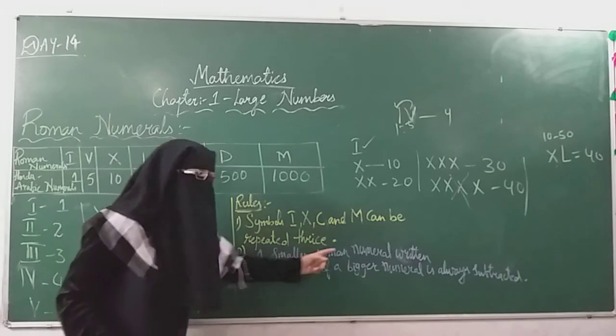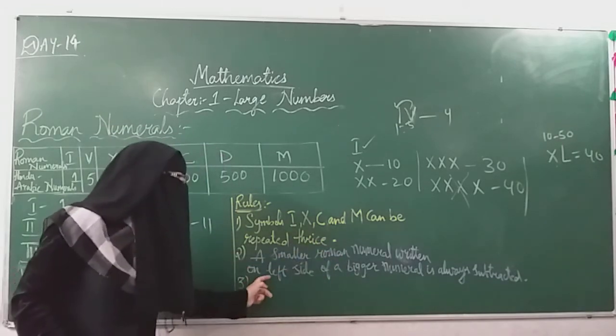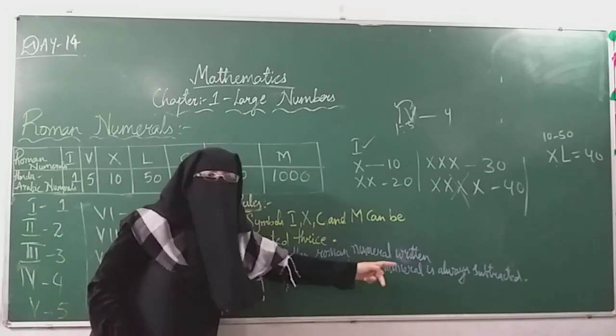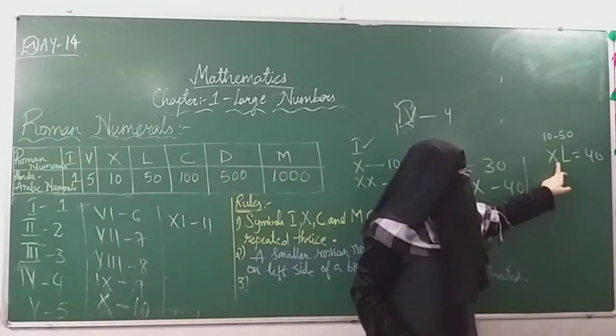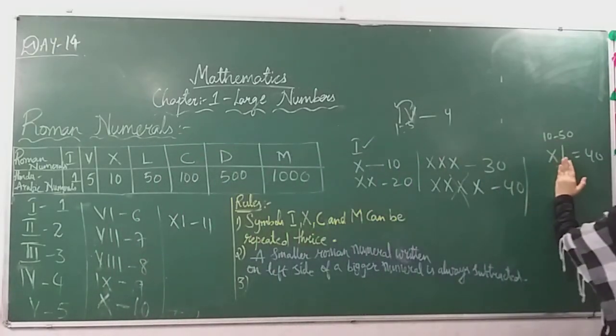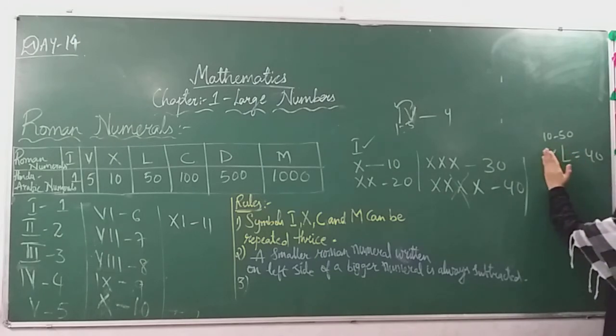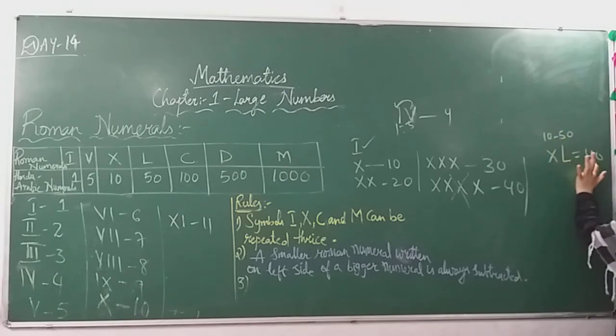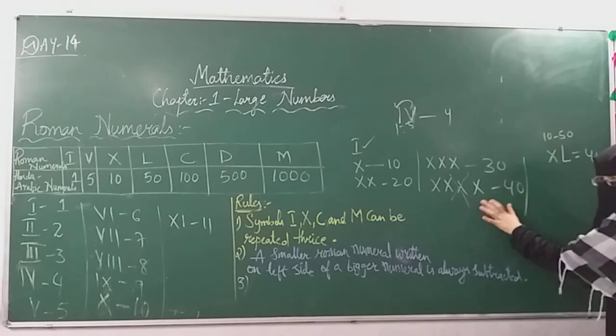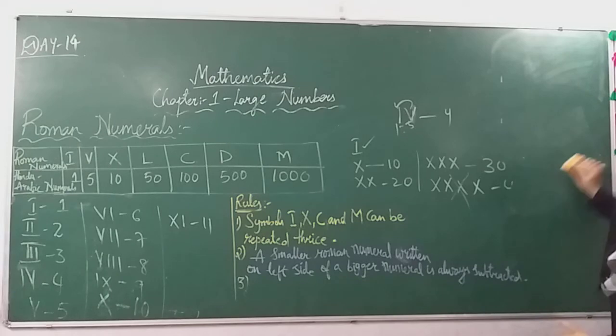A smaller Roman numeral written on left side of a bigger Roman numeral is always subtracted. See, smaller Roman numeral, this is our left hand side, right? This is my left hand side. I am writing the smaller Roman numeral to the left of the bigger numeral, so it is always subtracted. That means we have to write 40 like this. We can't write like this. Understood? Now we will see rule 3.